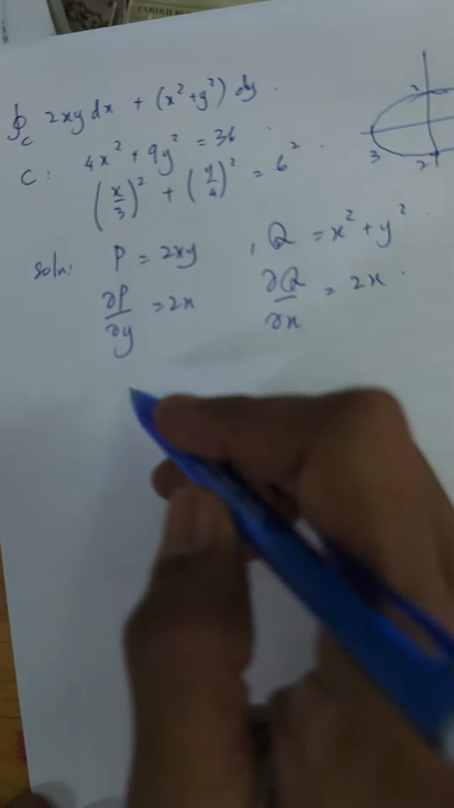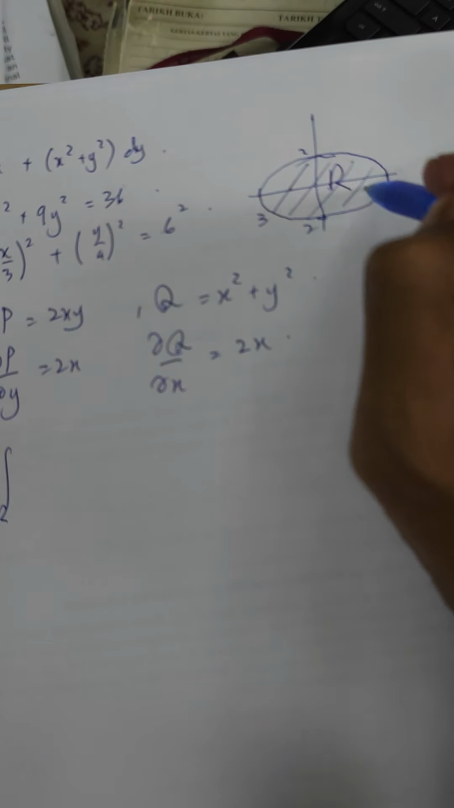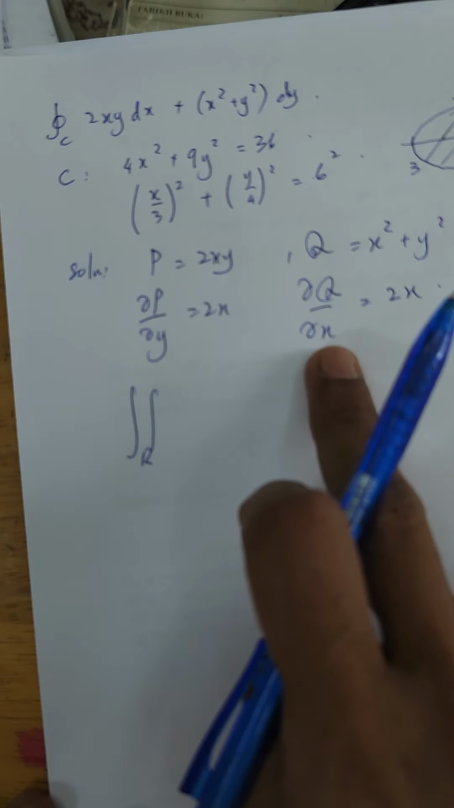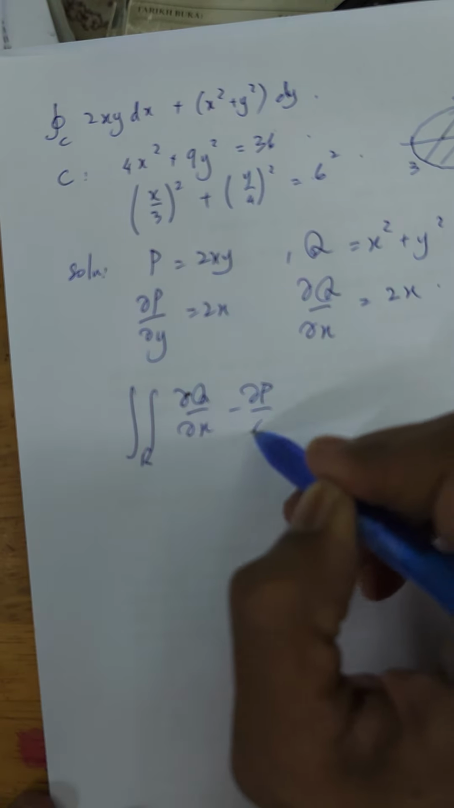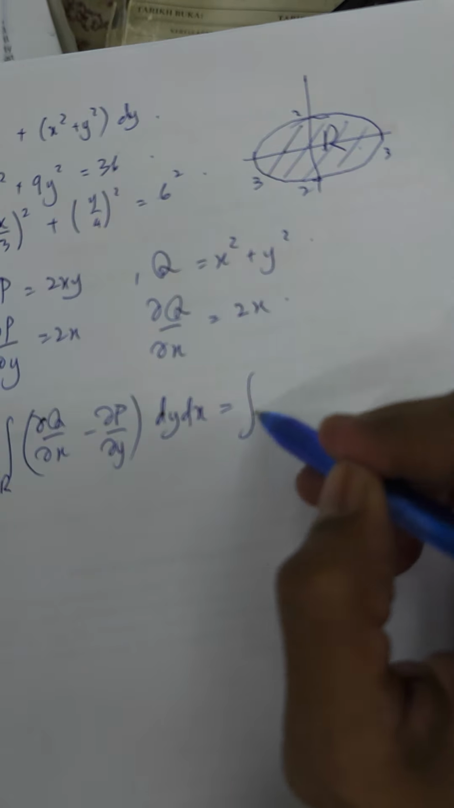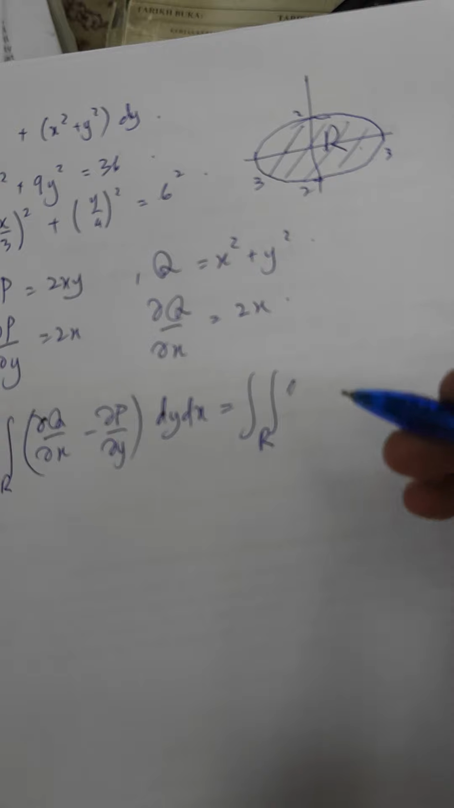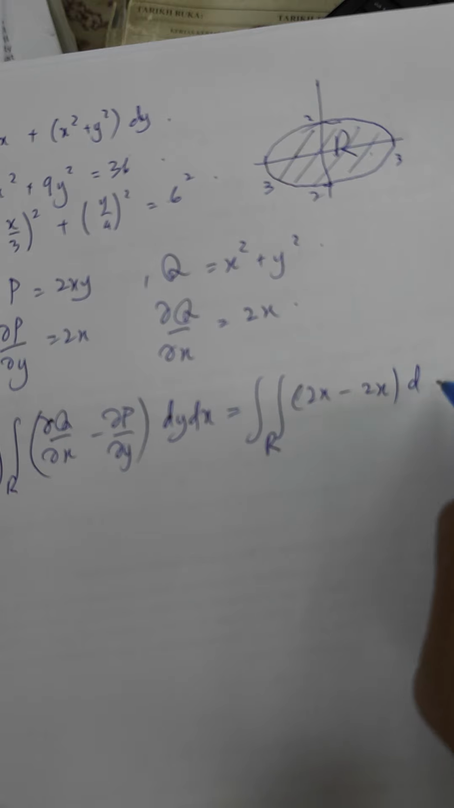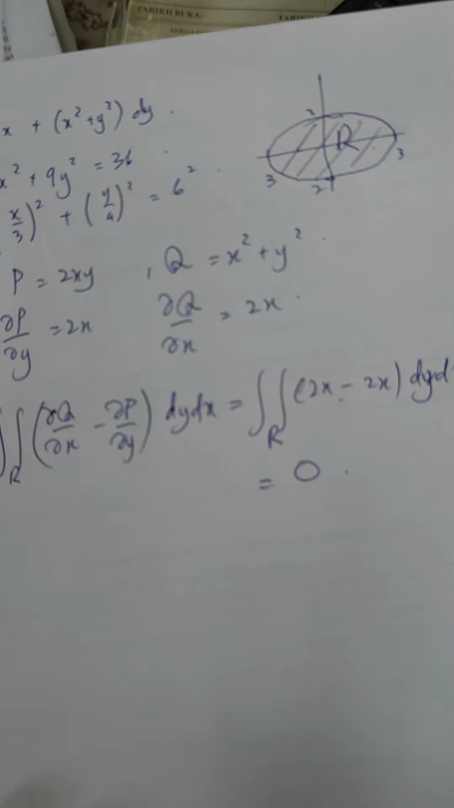So if you substitute those things, we integrate over R, where R is the region inside the ellipse. We integrate del Q del x minus del P del y, dy dx. Del Q is 2x minus del P, which is again 2x, dy dx. That gives you 0, so everything gives you 0.